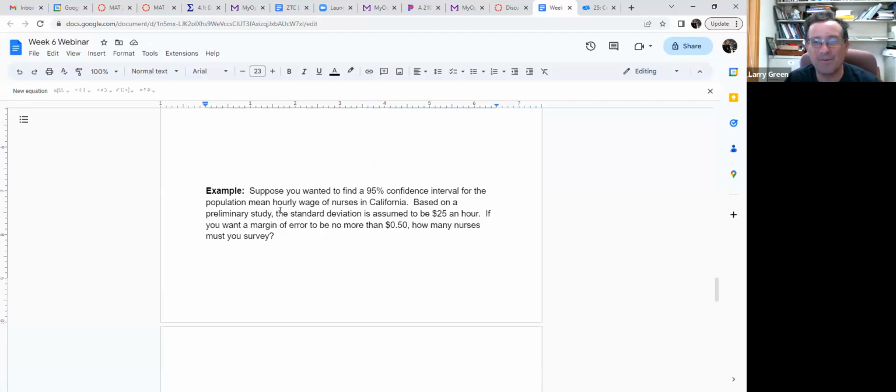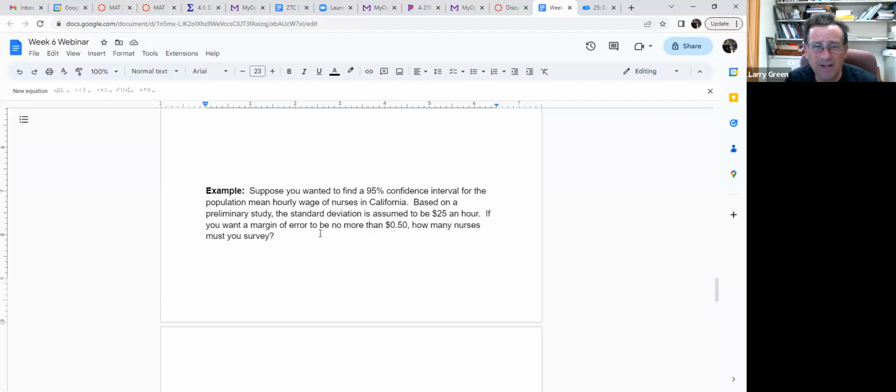So let me do an example. All right, suppose you want to find a 95% confidence interval for the population mean hourly wage of nurses in California. Based on a preliminary study, so maybe you surveyed 15 nurses or something, which isn't enough, but you could get the standard deviation of them and at least get a good guess of the standard deviation. So based on a preliminary study, the standard deviation is assumed to be $25 an hour.